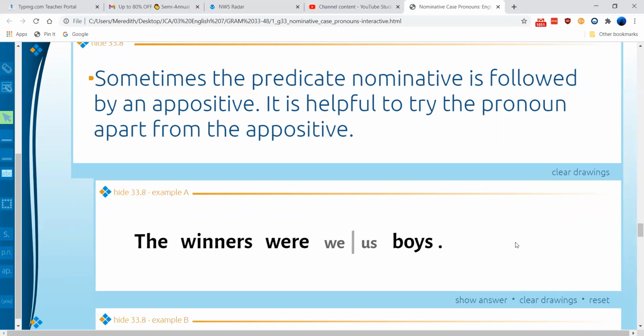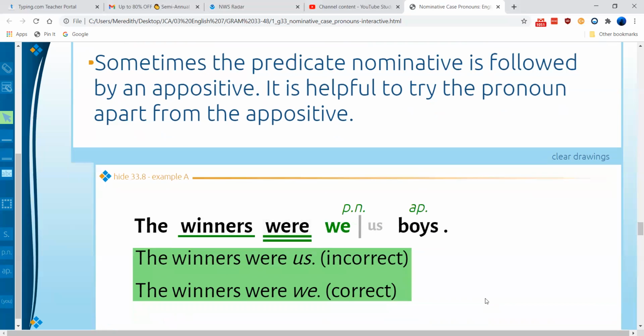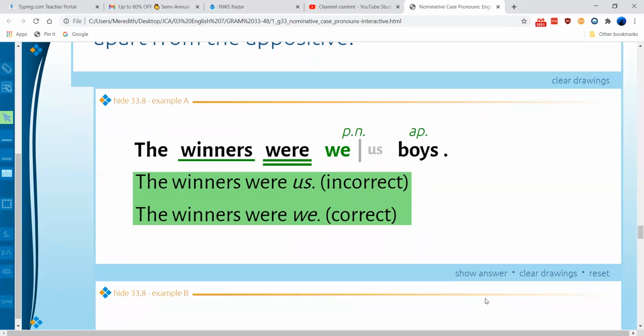So the winners were we boys, because you have your linking verb were, subject winners. Winners equal we. Boys is just an appositive telling the reader or the person being spoken to who we is. All right. So this gives you some more information.